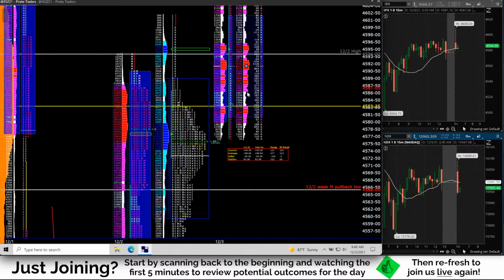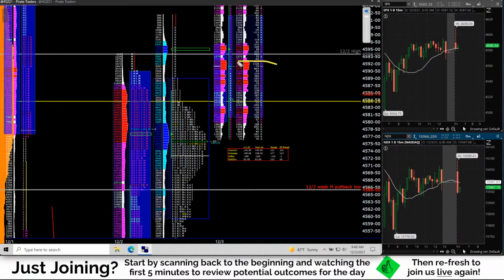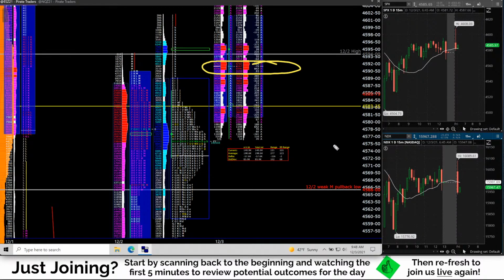So now we're looking for this area that was resistance before to act as resistance again, right around the halfback, 45.90. Do we reject off of that, or can we break back through?